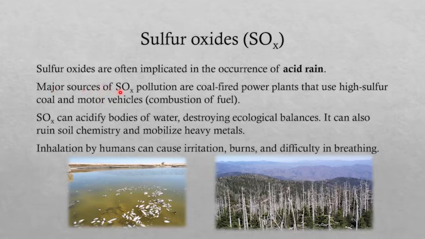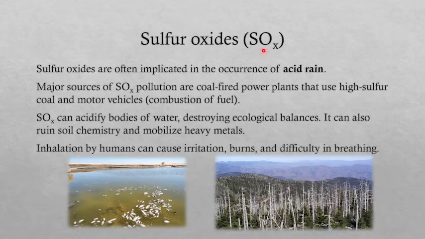Major sources of SOx pollution are coal-fired power plants that use high sulfur coal and motor vehicles, through the combustion of the fuel. There is a little sulfur present in the fuel, although that is regulated. And also, there are some types of coals that are low-grade, meaning that they have a high concentration of sulfur. The combustion of those fuel sources releases SOx into the atmosphere.